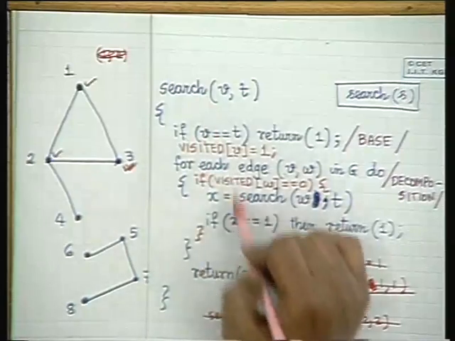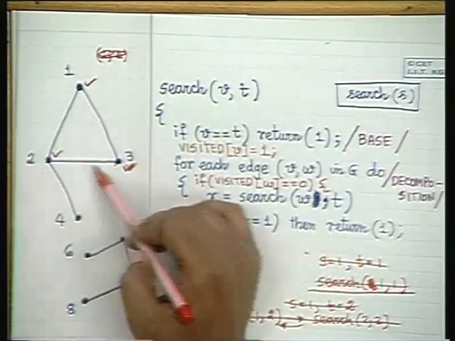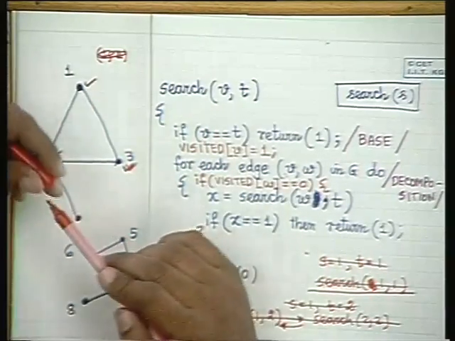So using this technique, we are able to avoid the problem of a loop. So you now see that using the technique of dynamic programming, we have been able to make our algorithm correct. Now let us see how this algorithm works and let us see whether this algorithm is efficient.